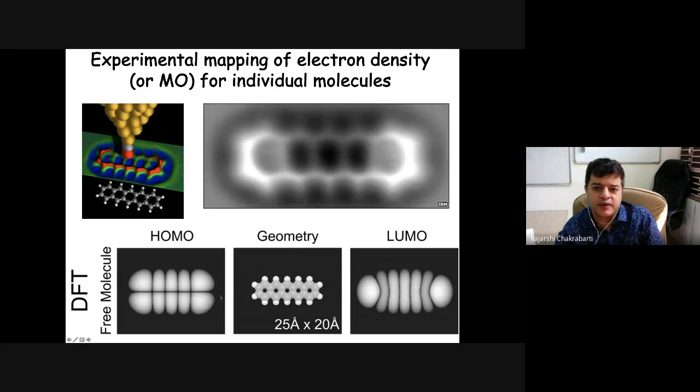I'll just stop here. People have experimentally used techniques like AFM to study electron density. Actually, it is electron microscopy on an individual molecule, and then they can calculate this using quantum chemistry and compare. So we'll stop here today.